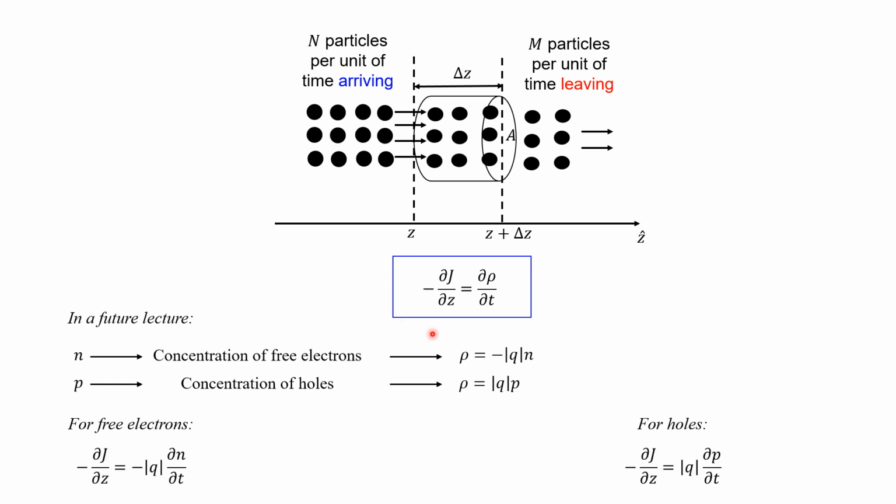Then if we want to apply this equation to electrons, we just use this expression for the concentration, and the equation takes this form. In the same way, if we want to apply it to holes, the equation takes this form when you use this expression for the concentration.